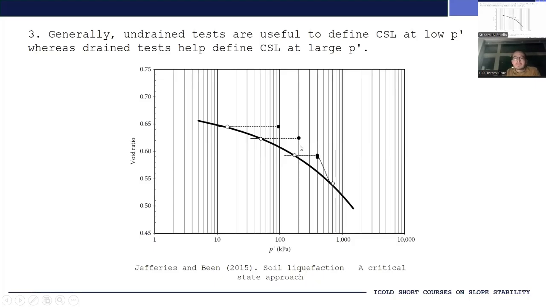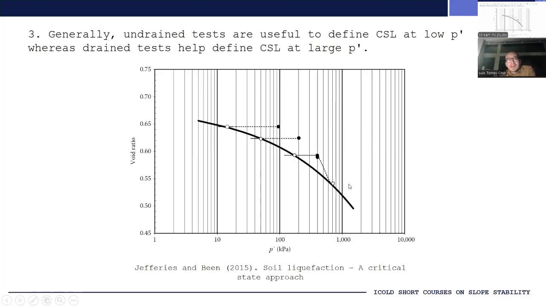You would have to put your initial condition, let's say over here, so that it reached this value. So you may easily have to consolidate to more than 1000 kilopascals, and at those stress levels, some laboratory equipment might struggle to reach those values of P prime.